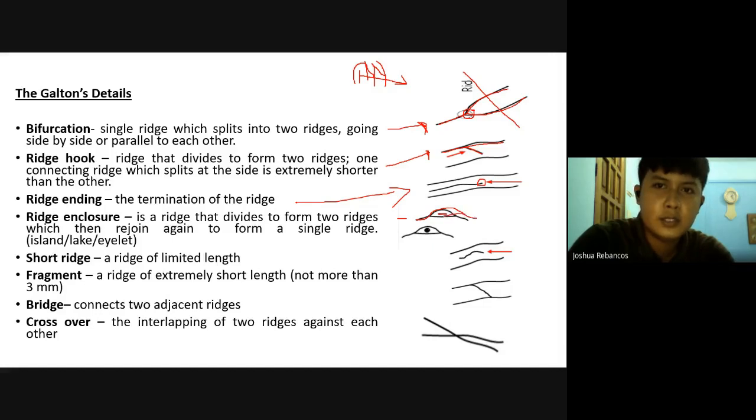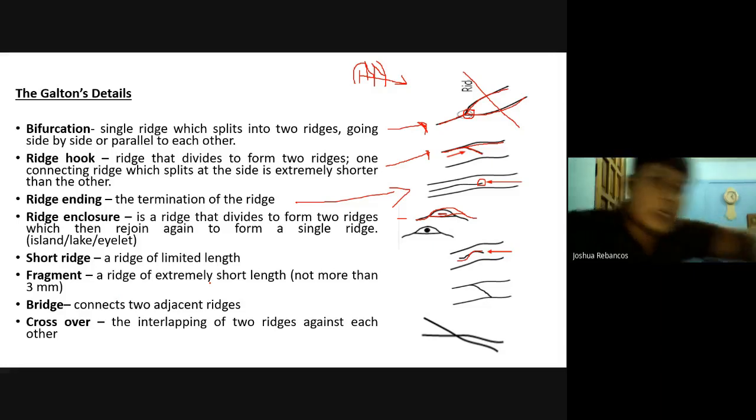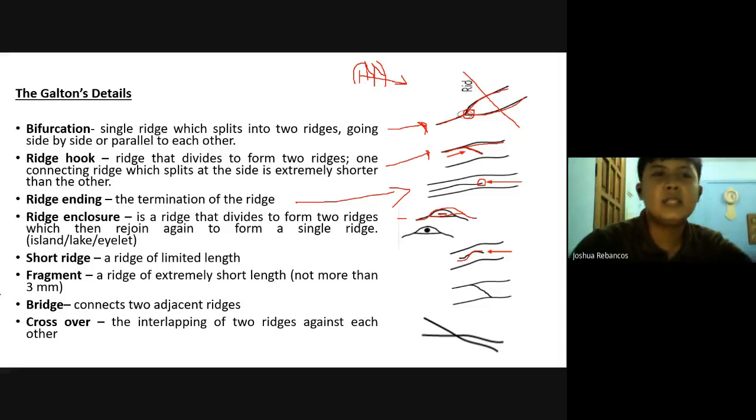Okay? Ganyan siya. And then we have the short ridge, a ridge of limited length. Pag sinabing short ridge, maliit, maiksi lang siya na ridge. Pag fragmentary ridge naman, or fragment, a ridge of extremely short length, not more than 3 millimeter. Basta pag sinabing not more than 3 mm or millimeter, that is already considered a fragmentary ridge. Understand?